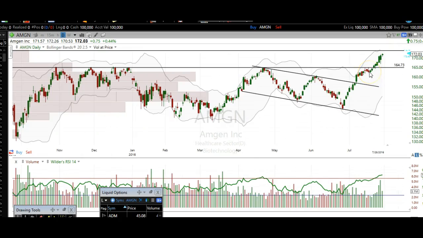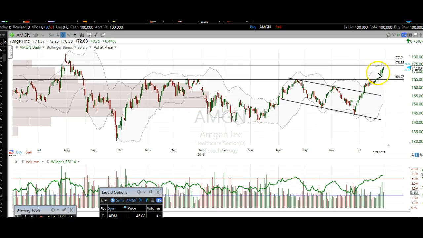Another thing that made this look a really nice look right here is we broke over this key resistance about 164, 165. You can see that we got rejected here, here, here, here, again right here, and then several candles reacted to it right here before eventually breaking over. So definitely a bullish look here for AMGN off of these breaks.